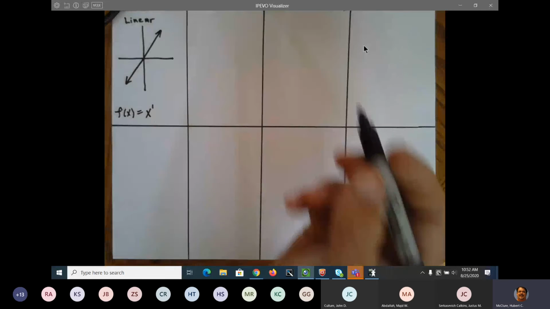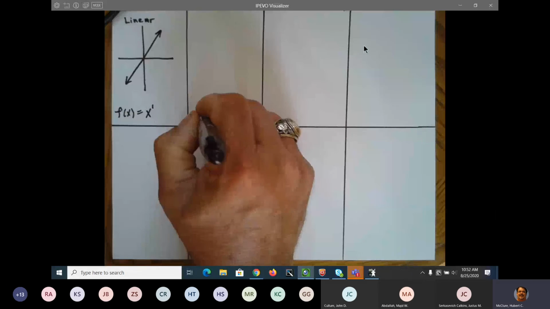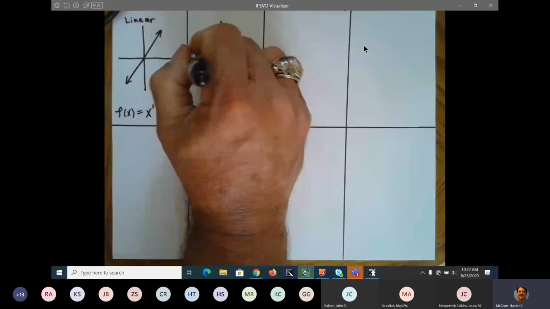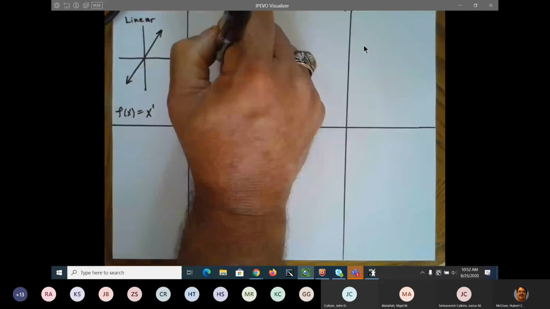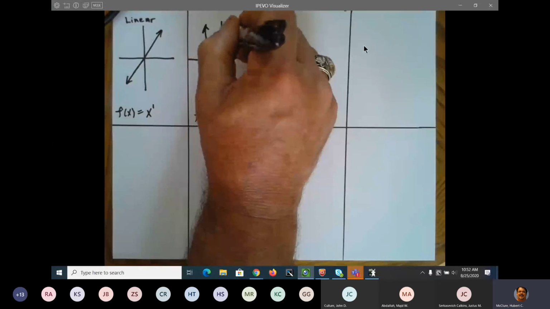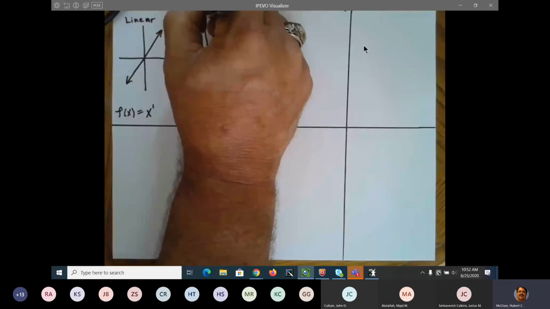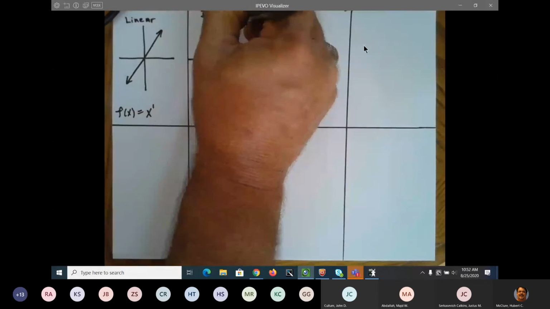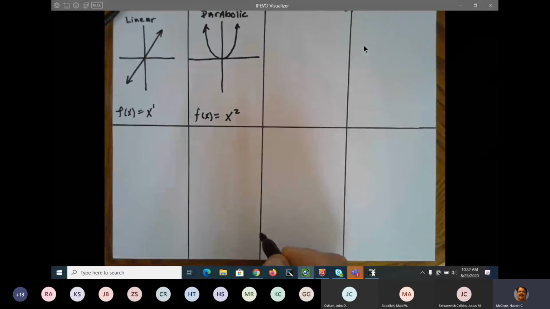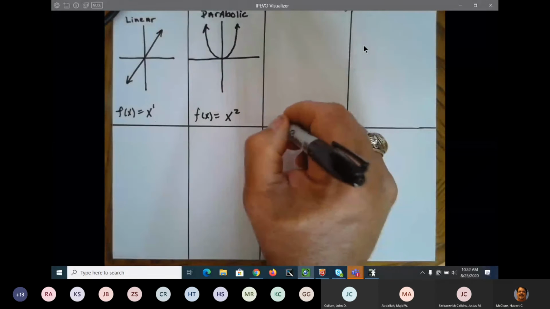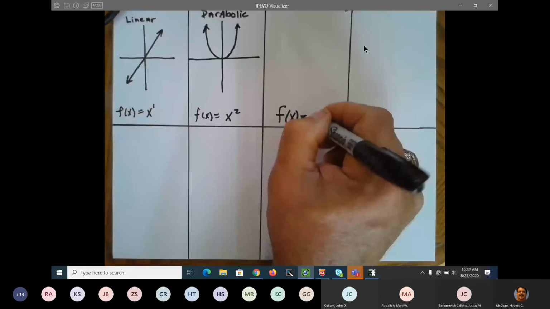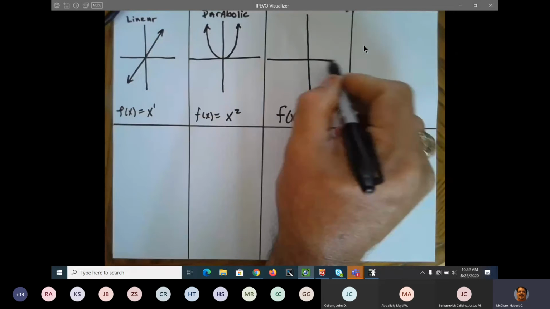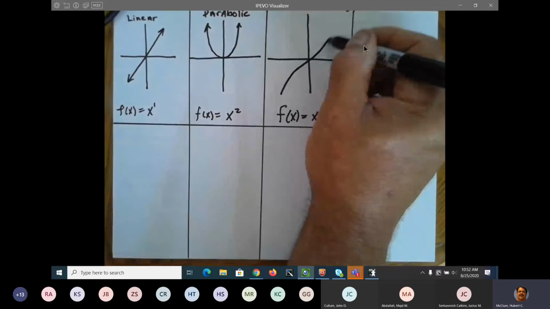What's the next one? f of x is equal to x squared. And that, of course, is a parabolic function, and it looks like this. It's called a parabola. And then f of x equals x cubed is going to be a squiggle. It really doesn't have a name except cubic function.